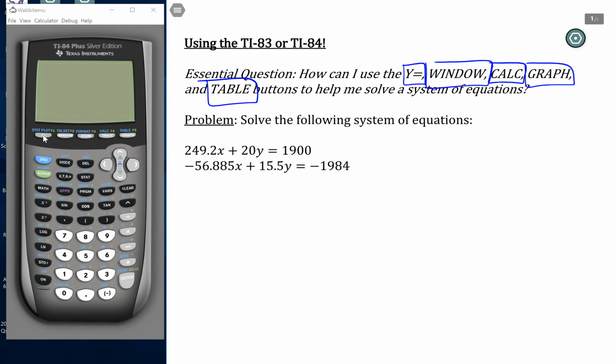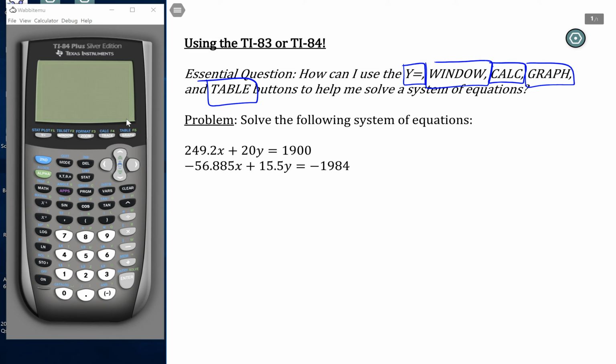I don't know if you can see my tiny little dot. I'm moving it around over here. I think this will show up on the screen capture. Here's y equals. We'll be using that. Here's the window. We'll be using that. Here's the calc button above the trace. And then table and graph are in the same button. So I'm going to be showing you how to use those things. They're all used to do graphing stuff.